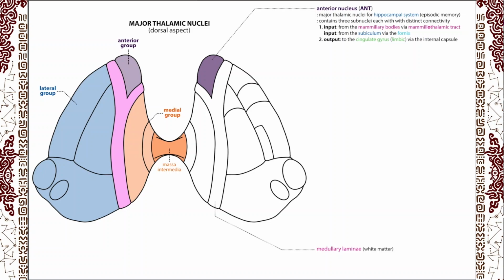While this isn't 100% the case, it is a good rule of thumb. Recall from our notes on the telencephalon that the anterior-most area of the frontal lobe, referred to as the frontal pole, processes executive function. And here in the thalamus, we see that the anterior-most aspect of the thalamus processes information related to episodic memory.